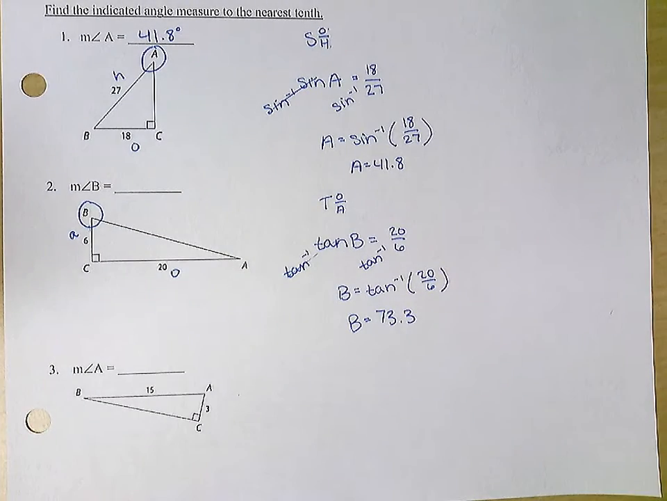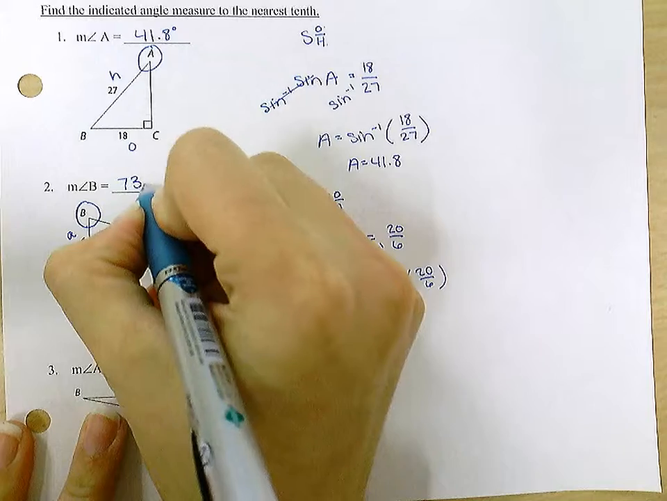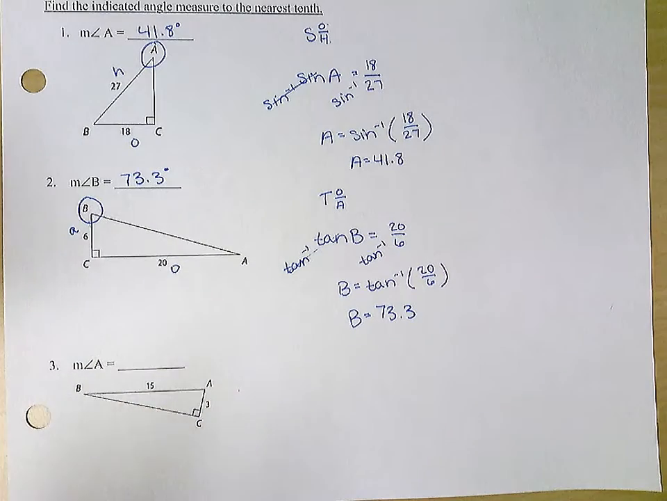All right, you should have gotten about 73.3 as you entered that into your calculator. Okay, so angle B is 73.3 degrees. Questions on number 2? All right, I want you to try number 3. Try number 3.